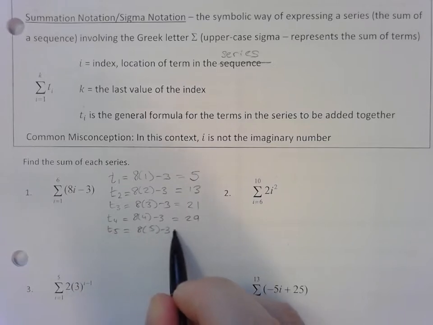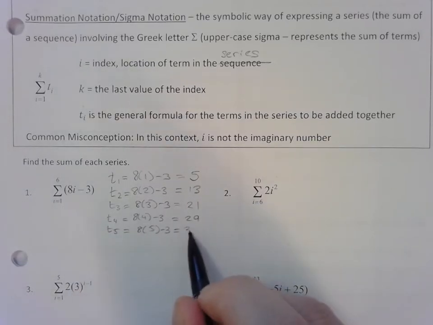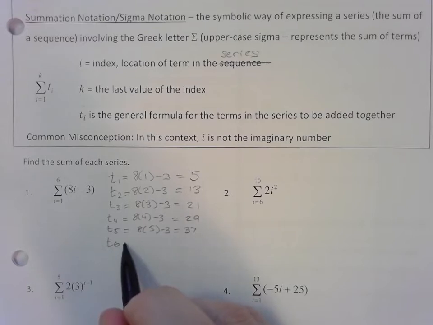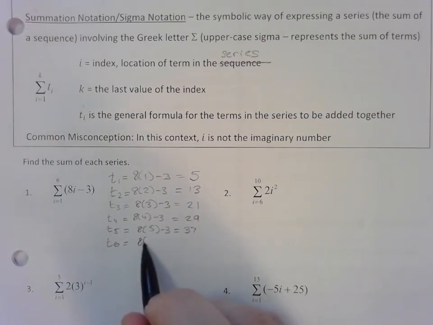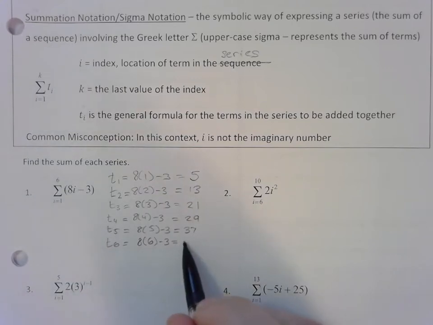8 times 5 minus 3 would be 40 minus 3, or 37. And our last term, not the last term of the sequence, but the last term of our series. It's the last term that we're going to add together in our sum. 48 minus 3 is 45.